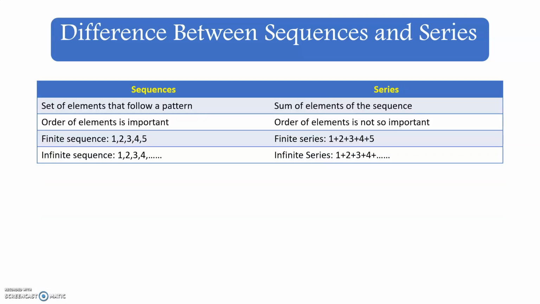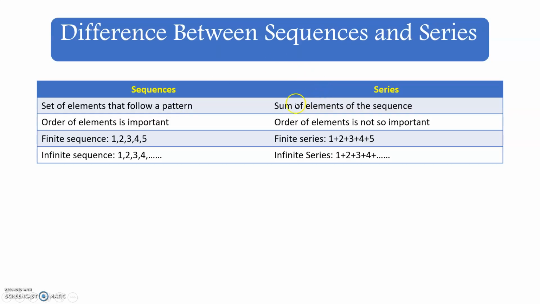Next, we are going to see the difference between sequence and series. Many of us say sequence and series together, so now we are going to see the real difference between them. A sequence is a set of elements that follow a pattern. That is, a sequence must follow a pattern. Previously we saw the example of the months of a year.